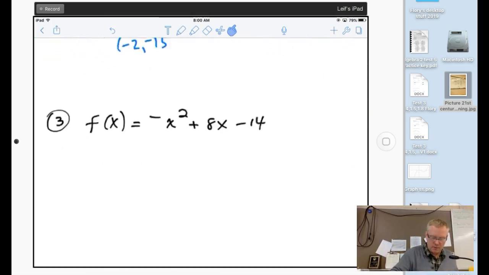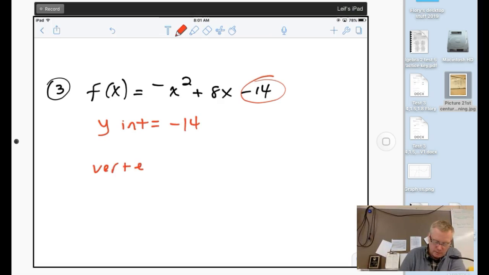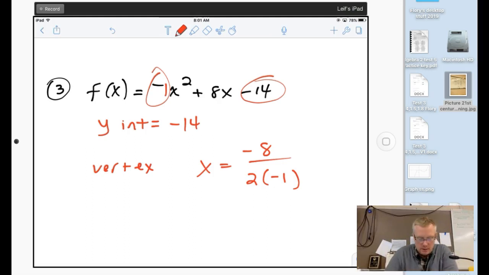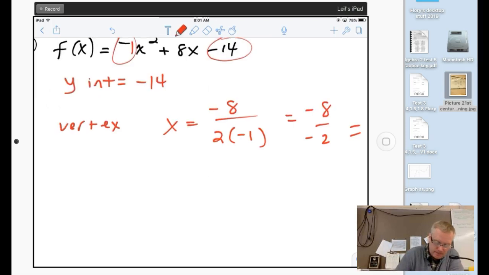Next, if I give you this one, I'm going to find out the vertex and the y-intercept. The y-intercept is easy, right? That's going to be -14. And the vertex, once again, -b over 2a. -b over 2 times a is -1, because there's an implied 1 there. And now if I simplify that, I get -8 over -2, which is +4. So I get 4 as the x-coordinate.